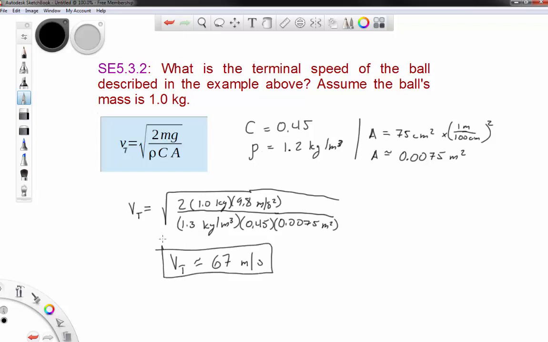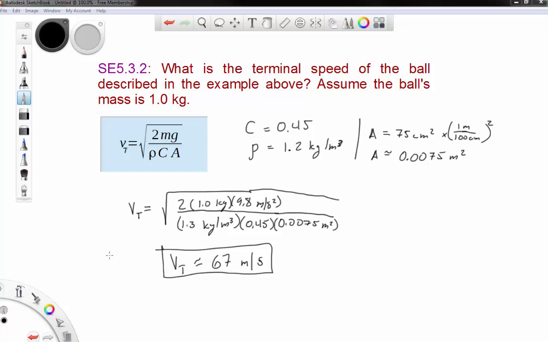Okay, gut check. Does this seem like a reasonable number to you? Well, one way of checking the reasonableness is thinking, does it seem like a ball should be able to keep falling until it hits that speed? Well, 67 meters per second is about 150 miles per hour. That's a bit faster than a fastball in baseball. A very, very fast fastball is only like 100 miles per hour. So this seems like a reasonable scale for that.